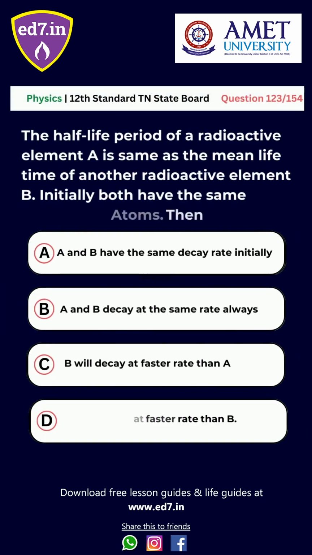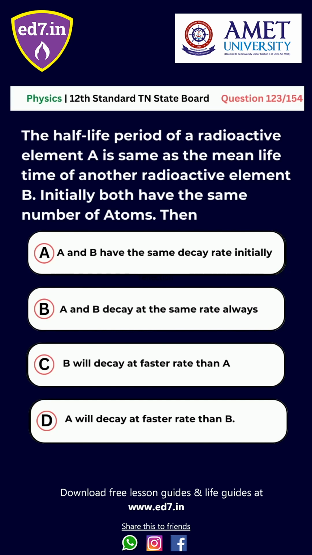Question number 123. The half-life period of a radioactive element A is the same as the mean lifetime of another radioactive element B. Initially, both have the same number of atoms. Then: option A, A and B have the same decay rate initially; B, A and B decay at the same rate always; C, B will decay at a faster rate than A; D, A will decay at a faster rate than B. The right answer is option C, B will decay at a faster rate than A.